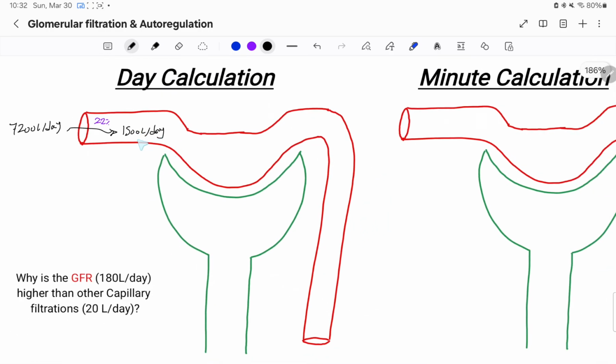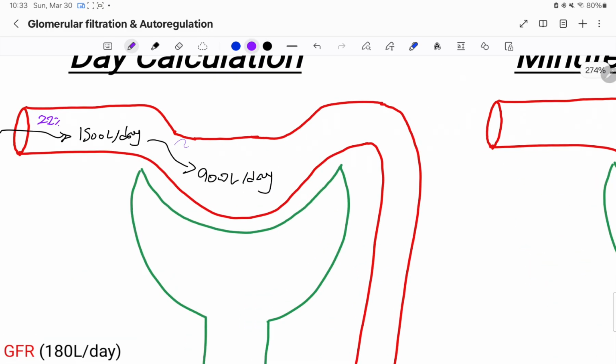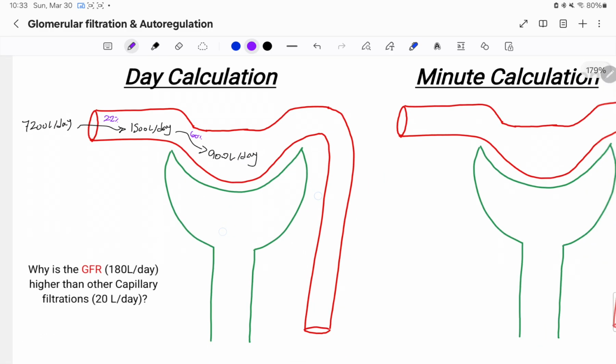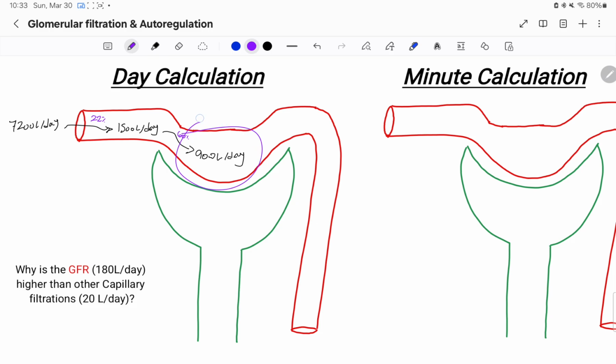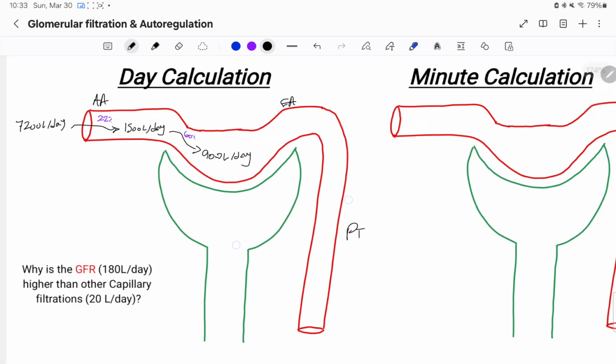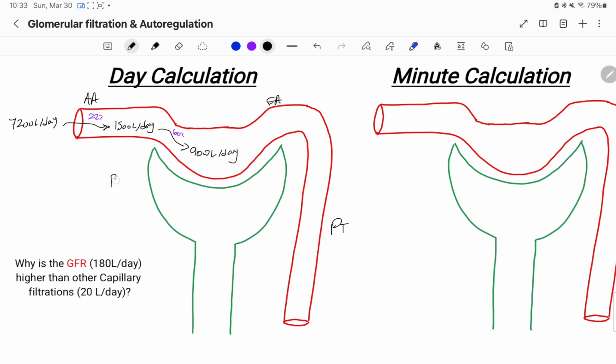Now, of this 1,500 liters per day of blood, we know that 60% of blood is plasma. So I can say that of this 1,500 liters per day, technically 900 liters is just plasma. So now we know that 900 liters per day of plasma is coming into the glomerulus. So here's the glomerulus. Here is the afferent arteriole, and then down here would be the efferent arteriole, and then here would be the peritubular capillaries. And of course, this is the Bowman's capsule.